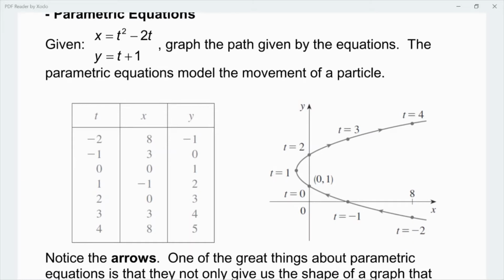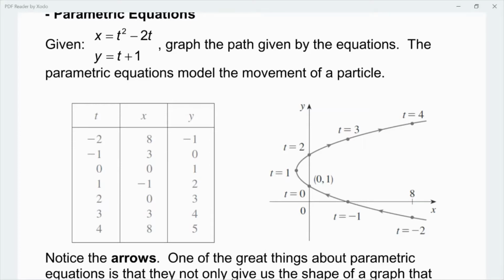I do have a set of parametric equations here that have been graphed, and I just want to remind you of a few things. So notice with my set of parametric equations, I have x is equal to t squared minus 2t. I have y is equal to t plus 1. And I've got the graph down below, and notice my table of points here. So in order to find an xy coordinate, I have to have a corresponding t value. So the t values are given in the first column, and then I've got the corresponding x and the corresponding y.